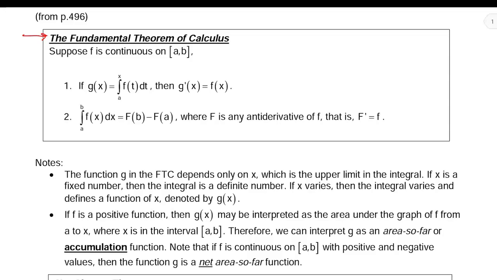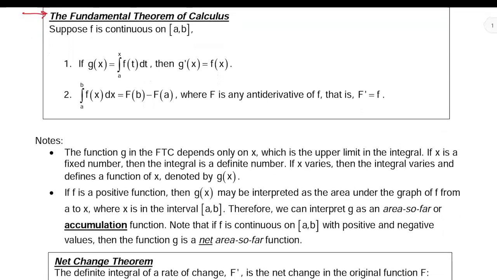The first part allows us to assign a function to the definite integral, but then we think of the upper bound as a variable. So g becomes a function of x. The second part is what is often thought of as the fundamental theorem of calculus, and that is where you can evaluate a definite integral. So there are some notes that we could get from the book on this. I included a couple of notes.